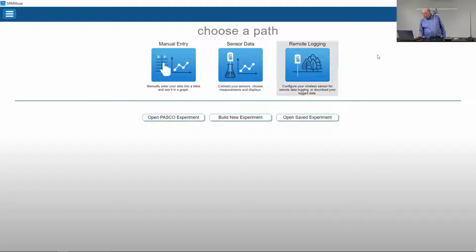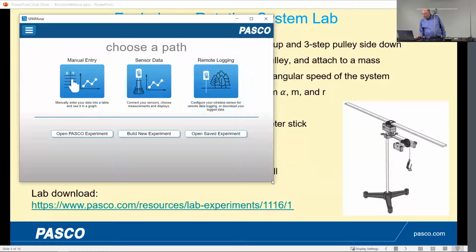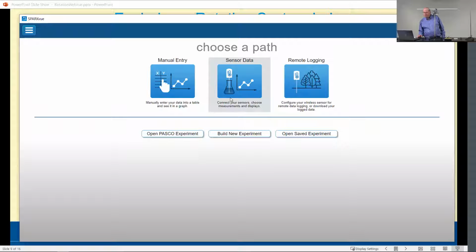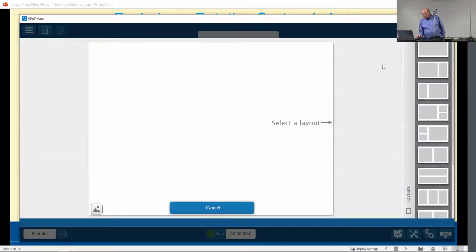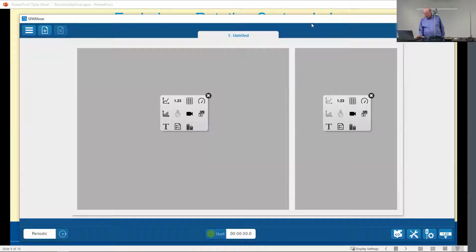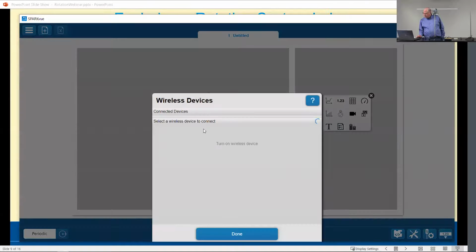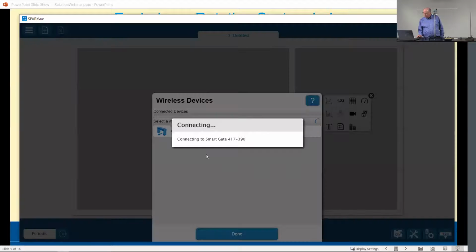So we go up here. The Zoom stuff is getting in my way. Hang on a second. SparkView is showing. Yep. For the Bluetooth, I want to say build experiment. I'm going to have a graph and then a data table to save some of the things we measure. Up here, I connect. It should see the wireless. There we go, smart gate. So I just click on it.